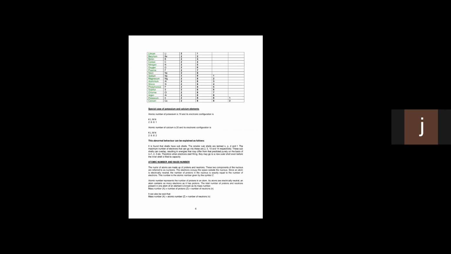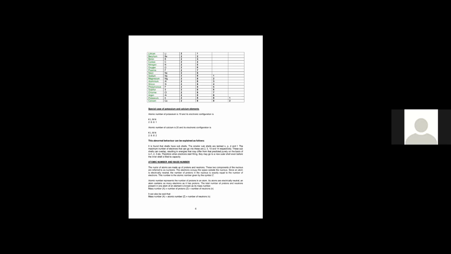So let's look at the atomic number and the mass number. Atomic number is the number of protons in the nucleus of an atom. For example, we said a hydrogen atom has 1 proton in the nucleus. Therefore, its atomic number is 1.